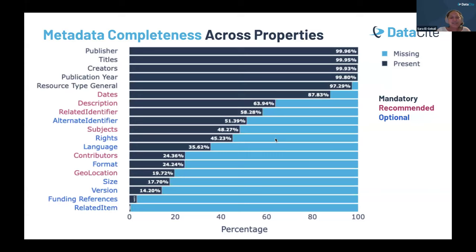And this graph here breaks down the completeness of each of the 20 metadata properties. As you would expect, the mandatory properties are generally well annotated. So that's great. The completeness of recommended and optional varies a bit more. But again, filling out these fields is not mandatory, but it can substantially enhance the visibility and the reuse potential of the research outputs. So let's take a closer look at these specific properties and a little bit where improvements could be made.